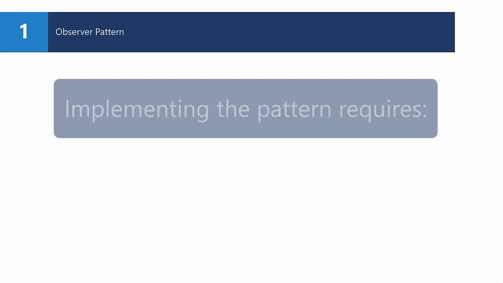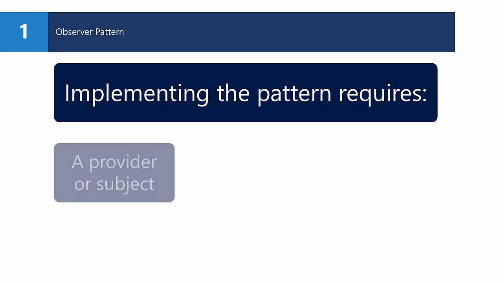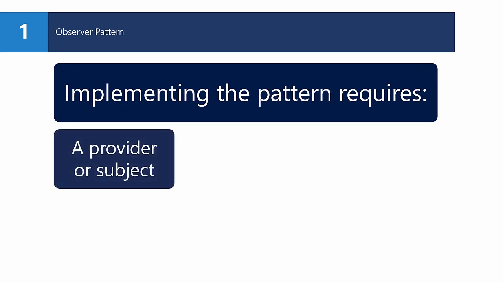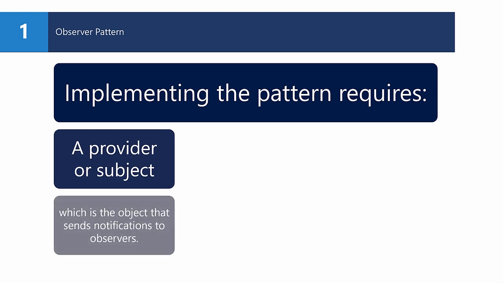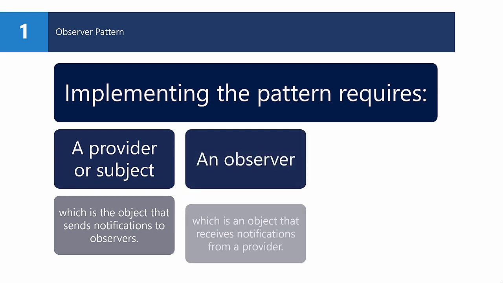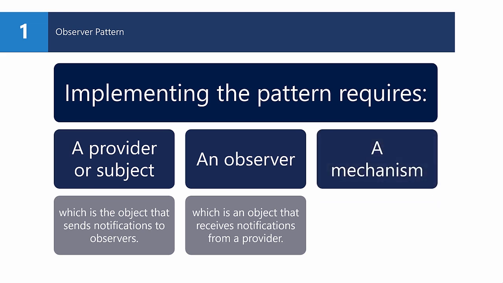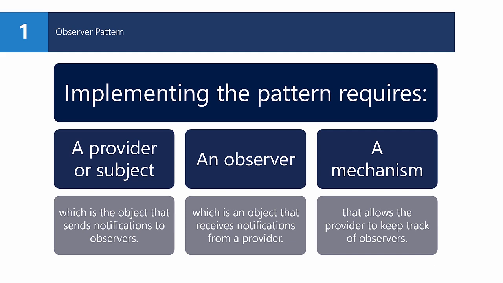So to summarize the observer pattern, to implement it, it requires a number of objects. The first object is a provider or a subject, which is the object that sends the notifications to the observers. We also require an observer, which is an object that receives notifications from a provider. And then we need a mechanism that will allow the provider to keep track of the observers.